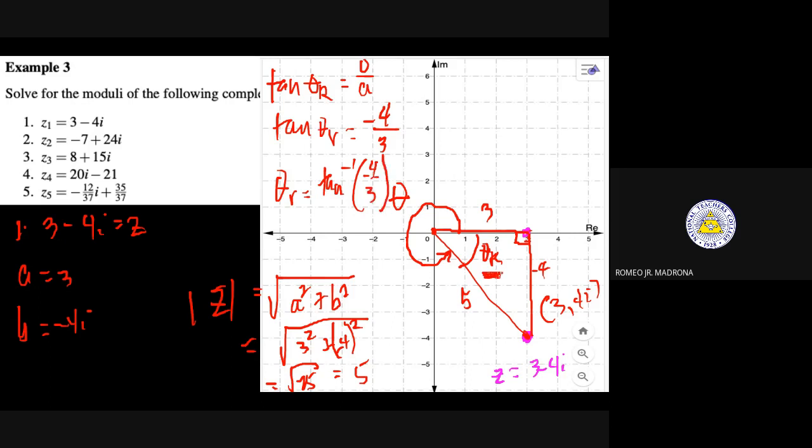Ito yung class. Di ba? Siya yung makukuha natin. Kaso, hindi yan yung argument natin. Ang argument natin na sinasabi sa libro ay eto, yung positive angle. Pero sabi natin, pwede siyang kahit ilang turns. Okay. So, therefore, theta is equal to, paano natin makukuha to class? 2 pi minus theta r. Siya yung magiging argument natin. And this becomes 2 pi minus inverse tan of negative 4 thirds. Ito na yung argument natin.